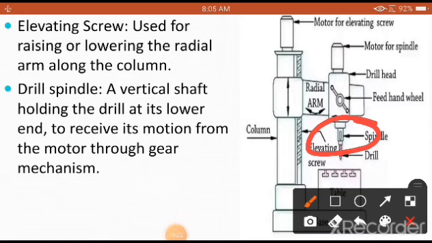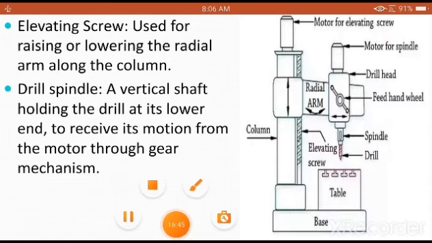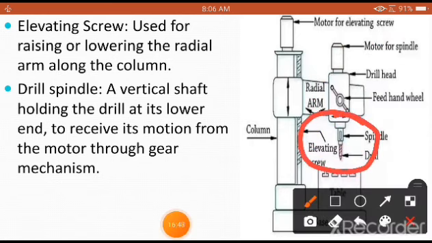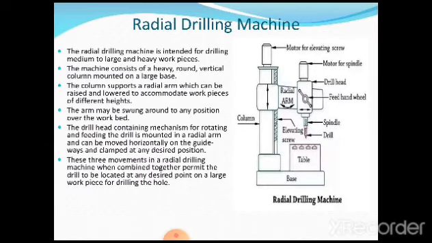A vertical shaft holding the drill at its lower end receives its motion from the motor through the gear mechanism, because this is a motor which is made to rotate at a constant speed. There is a provision of a hand wheel, which you are going to see, through which the cutting tool or the drill can be fed downwards like this. It's very, very important. Then the height adjustment is achievable with the help of this radial arm and the elevating screw, which you are going to see clearly on the screen.